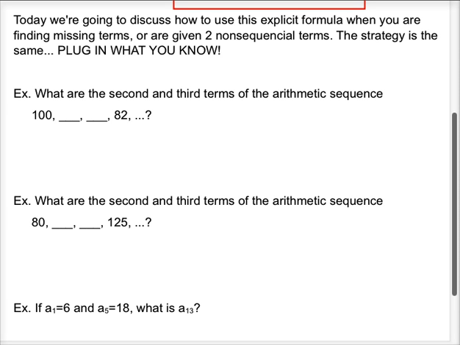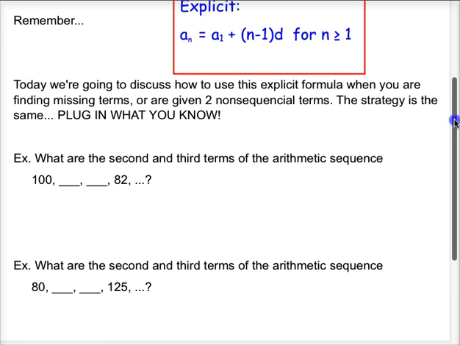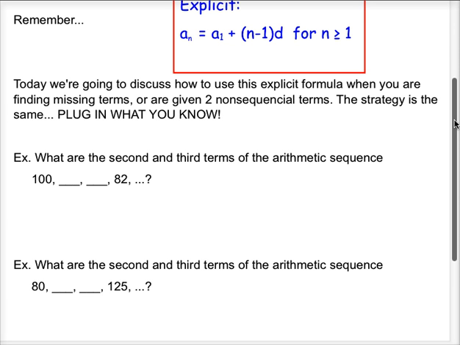So what we're going to have to do is use those missing terms and plug in what we know to that explicit formula, which I put in your notes right there, and use that to find that common difference. So here, let's take a look. We have A1, we're missing A2 and A3, and we're given A4. Okay, so again, let's plug in what we know. So we know that A4.